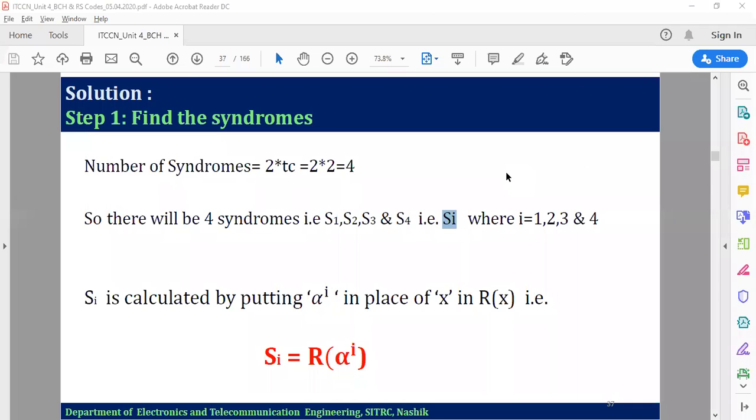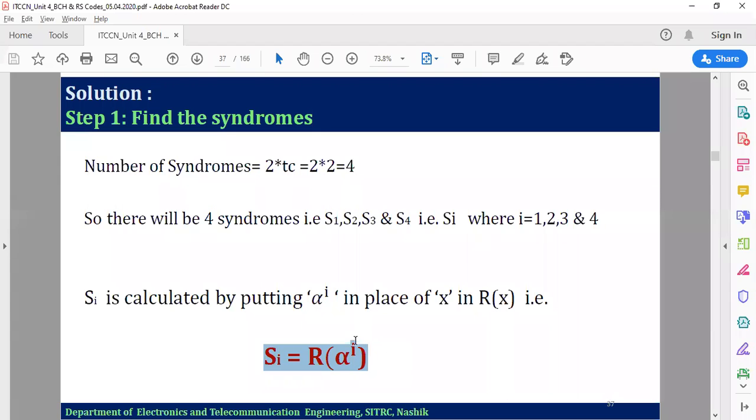Now how to calculate SI? It is just by replacing alpha raised to I in place of X in R of X. So every X in the received code word will be replaced by alpha raised to I. I hope you are done with this step. So S1 will be simply, can you write, what will be the value of S1? It will be simply R of alpha.